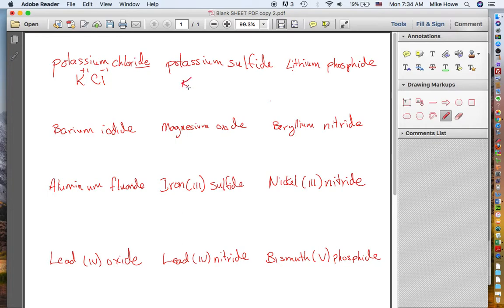The second one has potassium. Again, it's +1, but this time it's sulfur at the end. If you look at your chart, it's -2. So if that's a +1 and that's a -2, I'm going to need to have 2 atoms of potassium to match that charge. So you put a 2 after the K. So now we have 2 plus 1s, which is +2. So 2 times 1 is 2. That matches that -2, so we're finished.